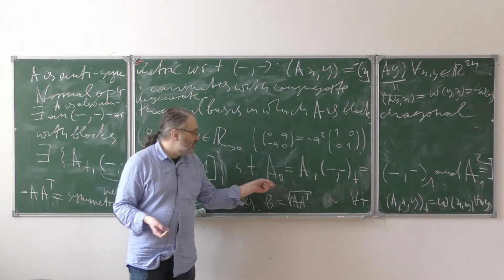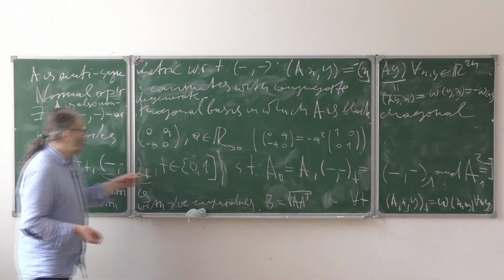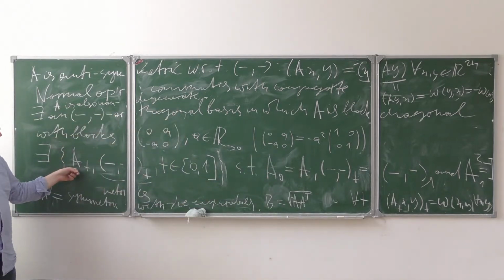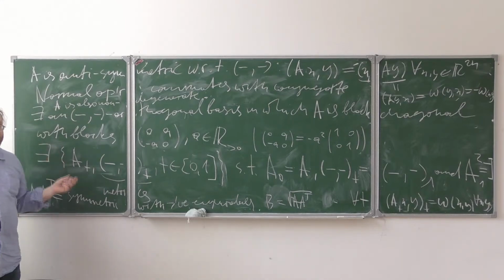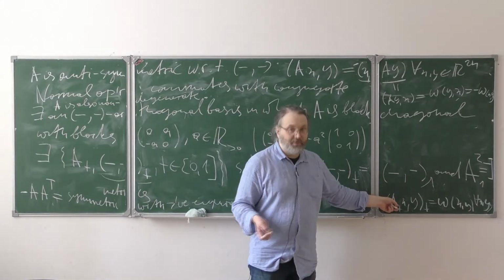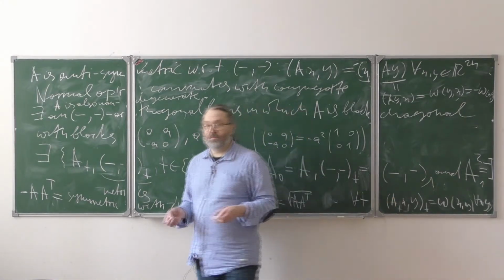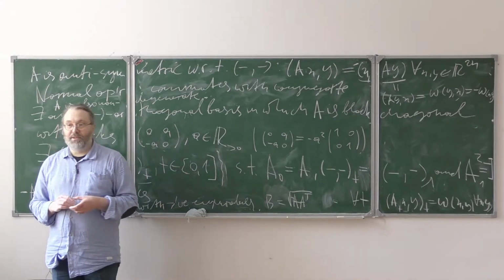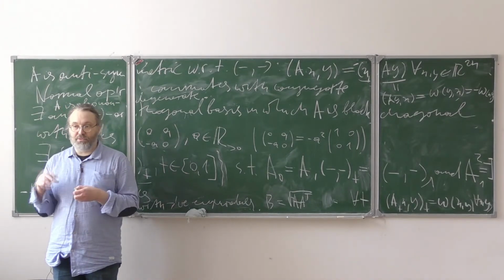So this gives me a family of antisymmetric matrices. Antisymmetric with respect to what? With respect to some form which is uniquely determined by the matrix. So when I change the matrix, I also have to change the form.